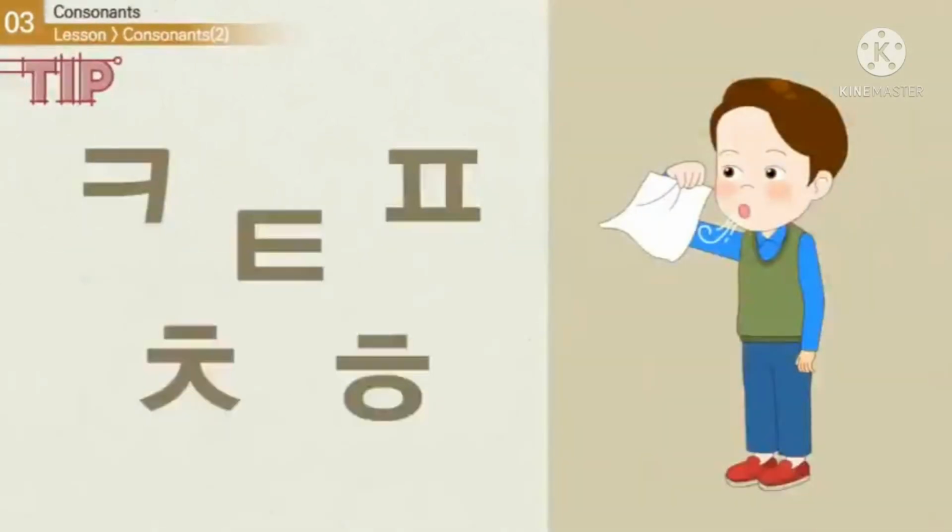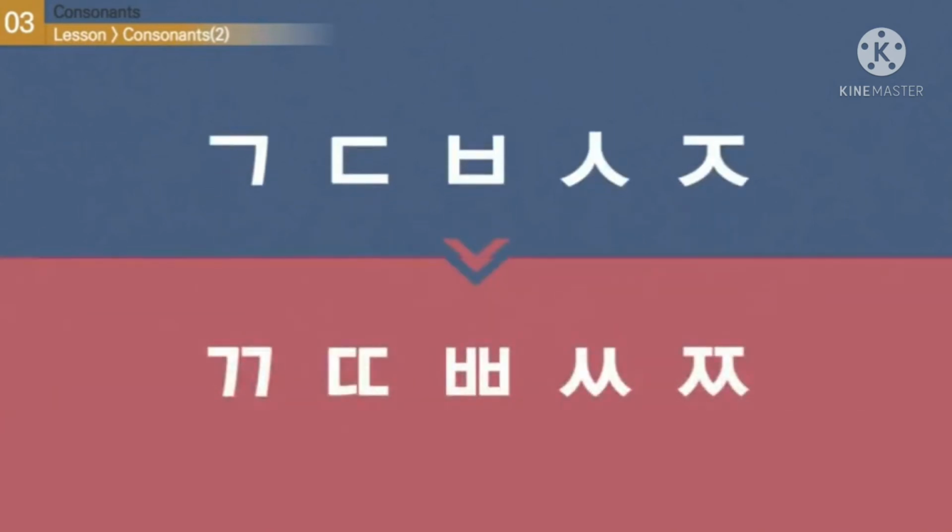Each of these consonants requires you to push more air out of your mouth. You can practice pronouncing them by putting a piece of a paper towel in front of your lips. This way, you can see how much more air gets pushed out when pronouncing them. 기역, 디귿, 피읍, 시옷, and 지읒 can also be doubled to make new consonants.